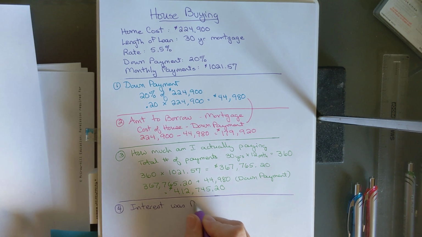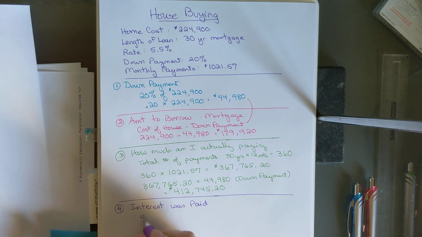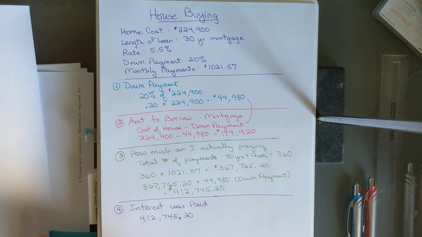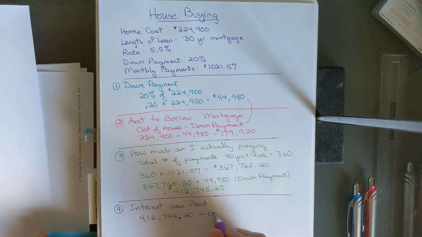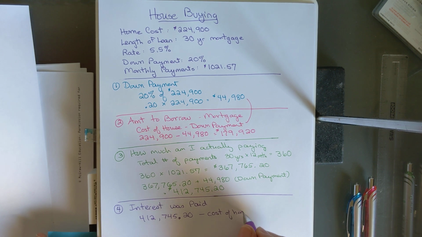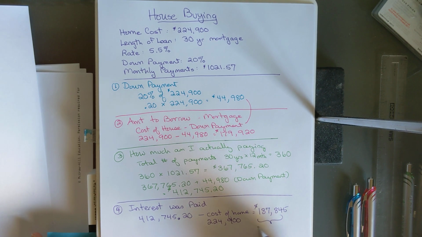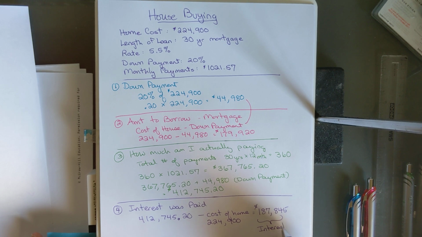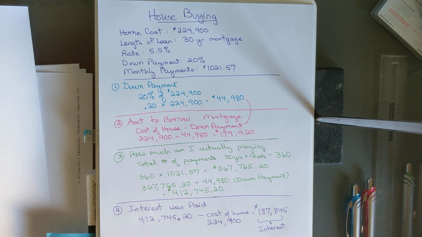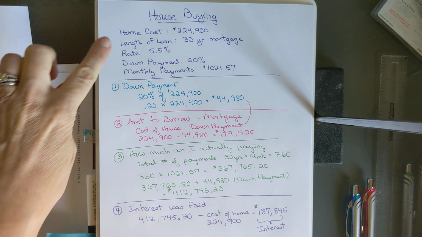was paid. And what I do is I take my total that I just paid minus the cost of the home, which was $224,900, and I get $187,845. So that is interest only. That is what I have paid to borrow money over 30 years to pay for my house.